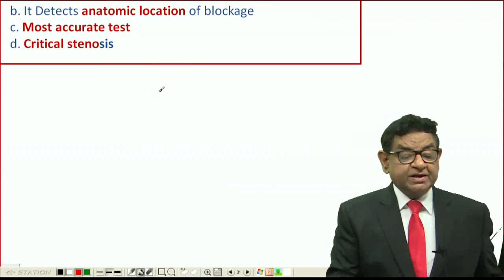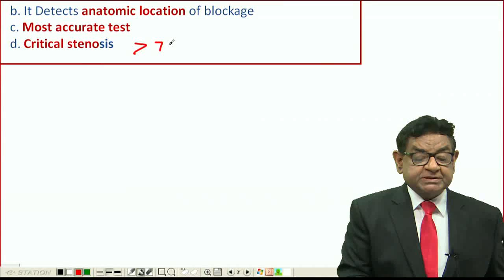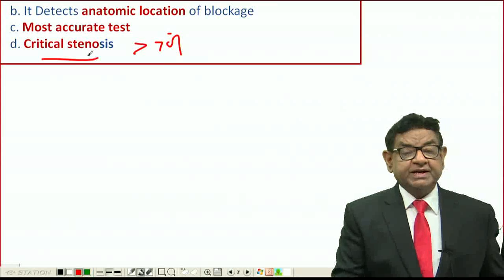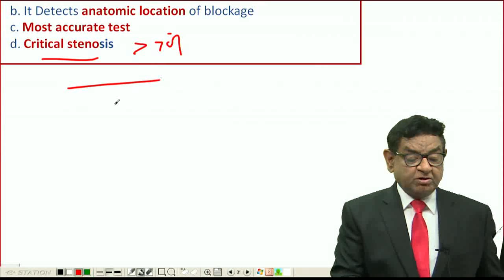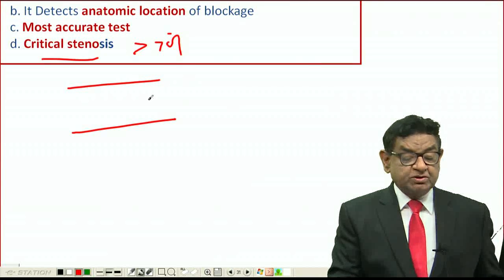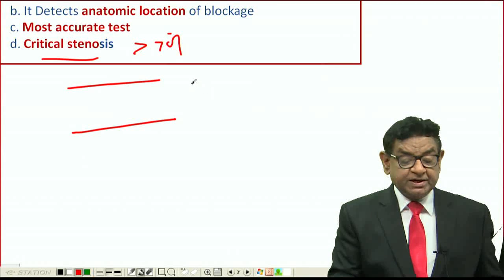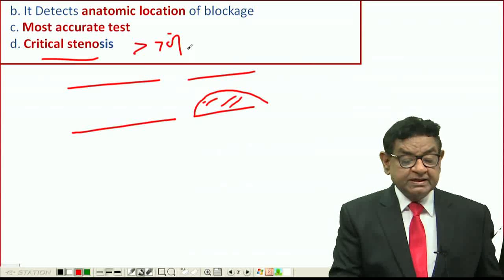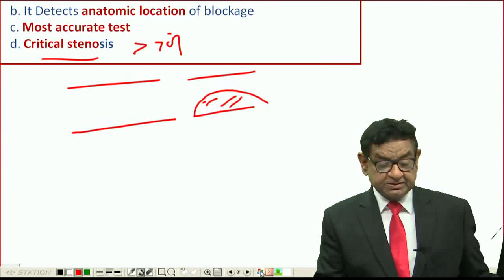And when the artery block is more than 70%, we call it critical stenosis. For example, this is the coronary artery. Okay, this is a normal coronary artery, but if this artery has up to 70% block, then we call it critical stenosis.